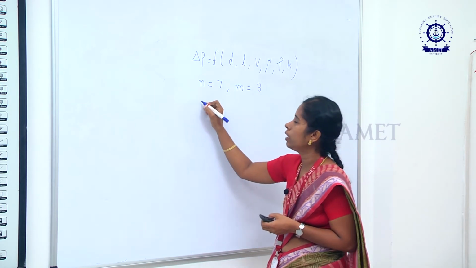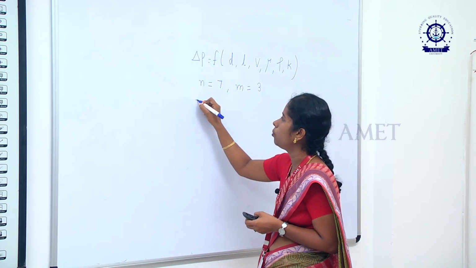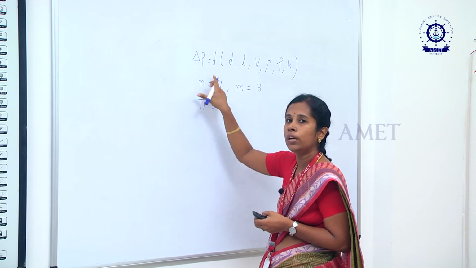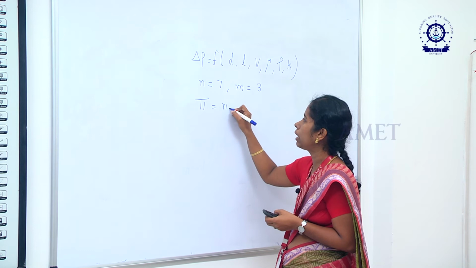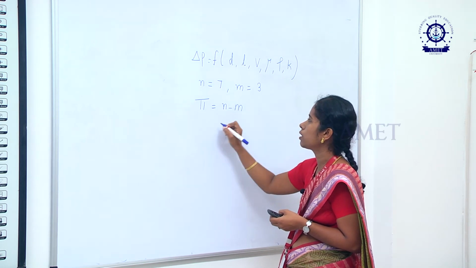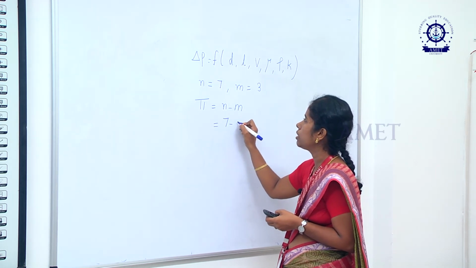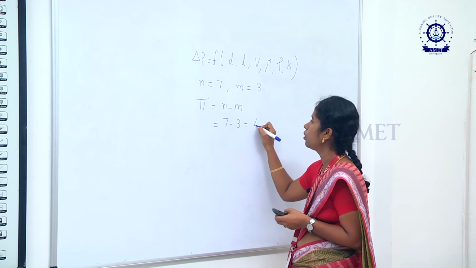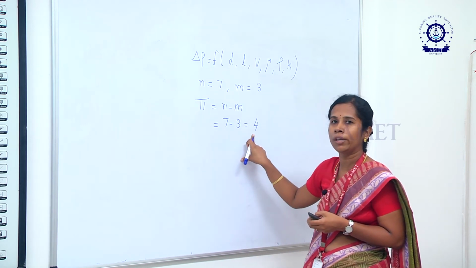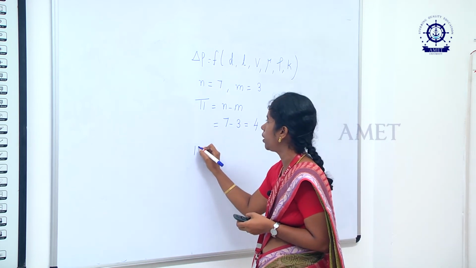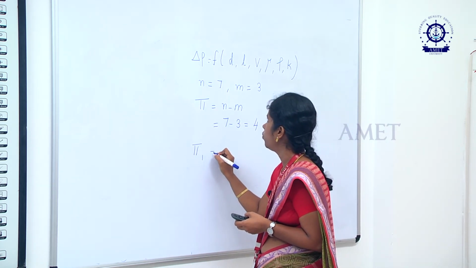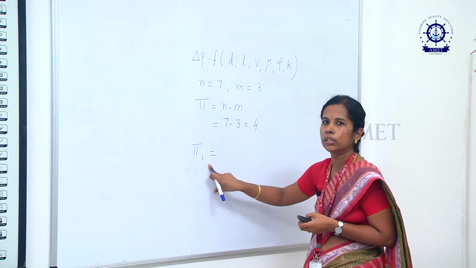Then you have to say how many pi terms you are going to get out of this equation. So, the number of pi terms has to be calculated as n minus m. So, it is 7 minus 3, you have to do 4 pi terms to solve the equation. So, first will be pi 1. Pi 1 will be equal to, what is the thing we have seen?